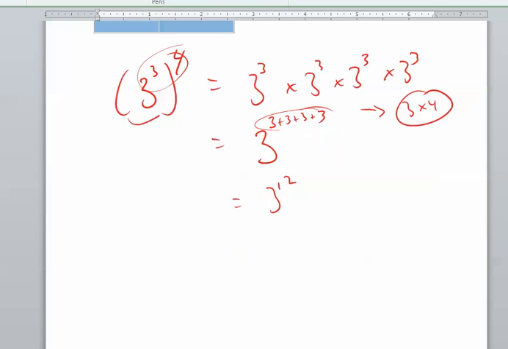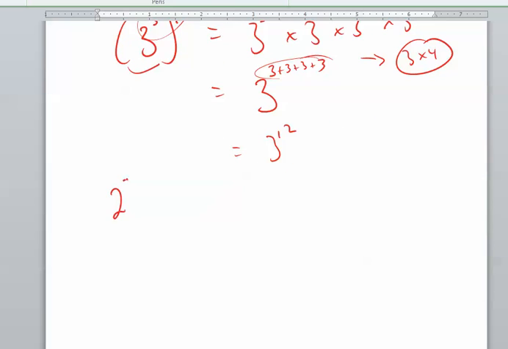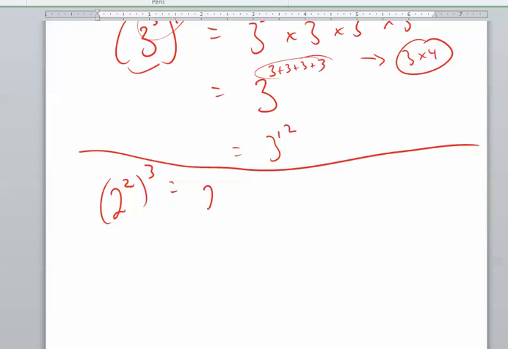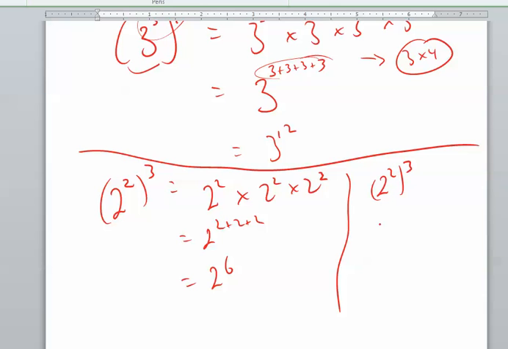So similarly, 2 squared cubed, let's do that one. 2 squared cubed will be, let me just put a line here, 2 squared times 2 squared times 2 squared, which equals 2 to the 2 plus 2 plus 2, or 2 to the 6. Or I could have done 2 squared cubed the fancy way, which is equal to 2 to the 2 times 3, equals 2 to the 6.